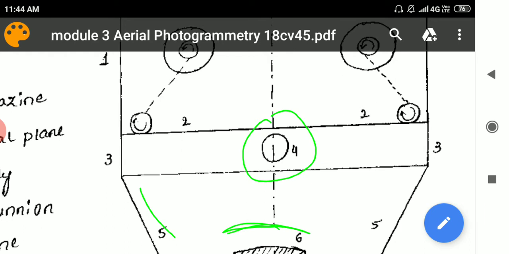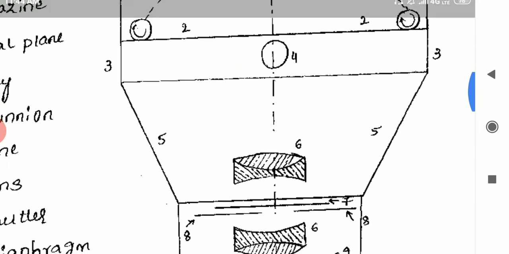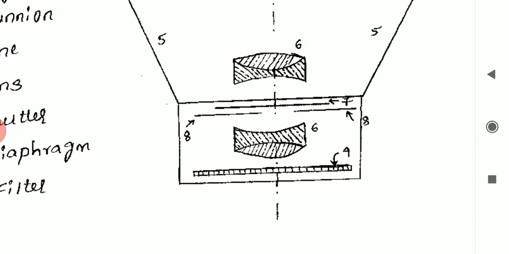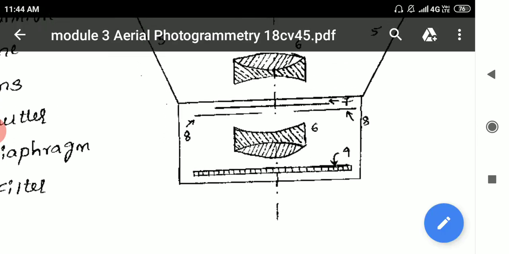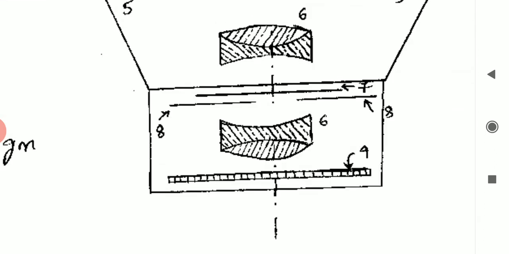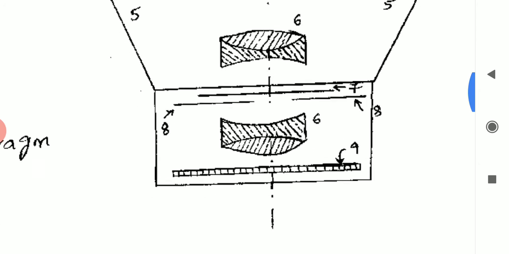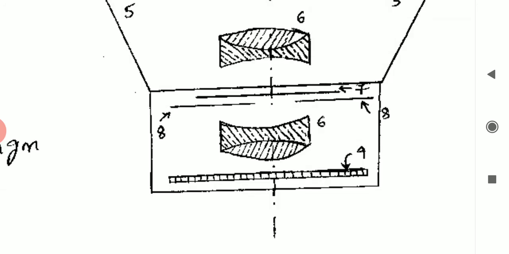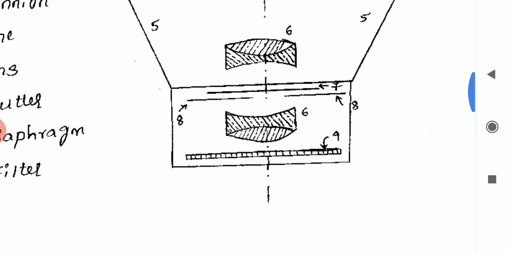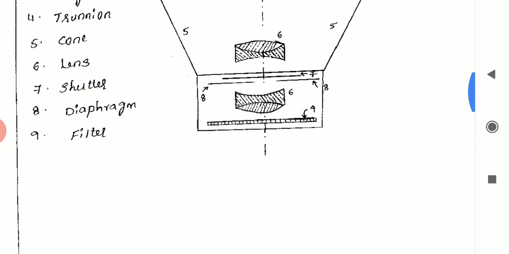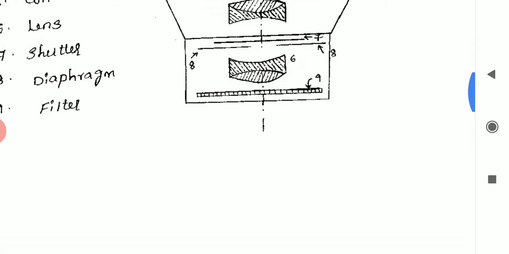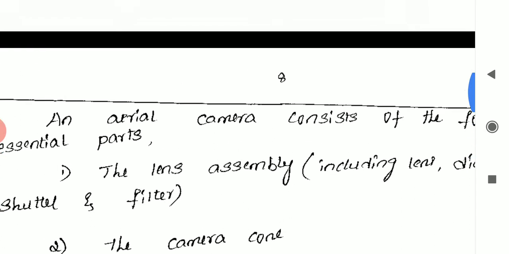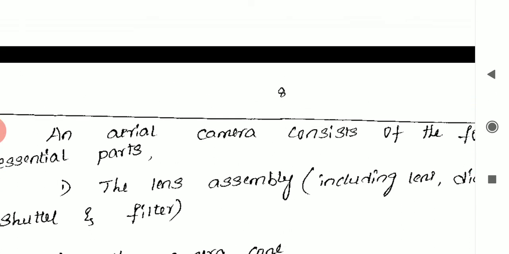And seventh one is the shutter. When we use it, it will open, and after that it will shutter. Eighth one is the diaphragm, and the last one is the filter. So the image will be filtered and come through. Okay, see here.